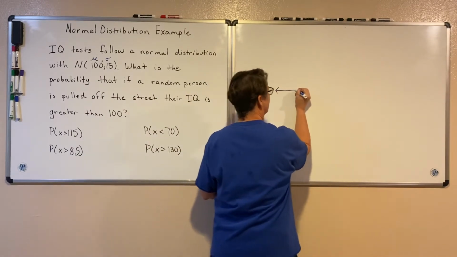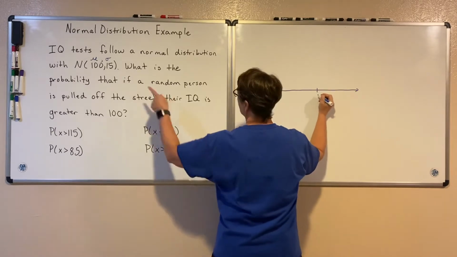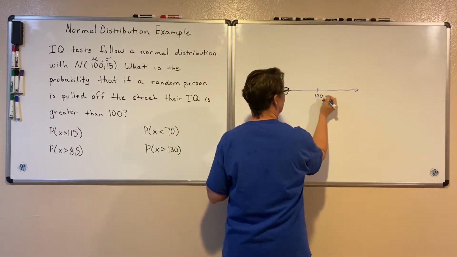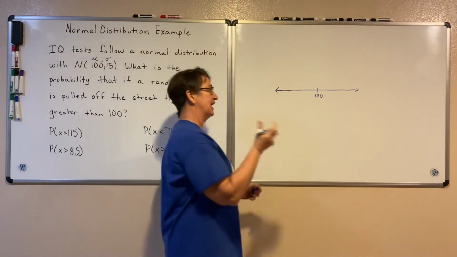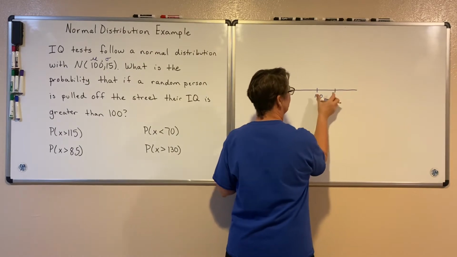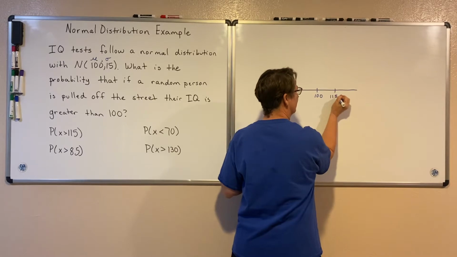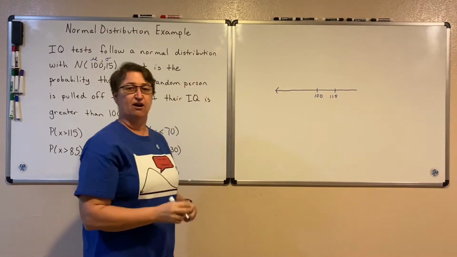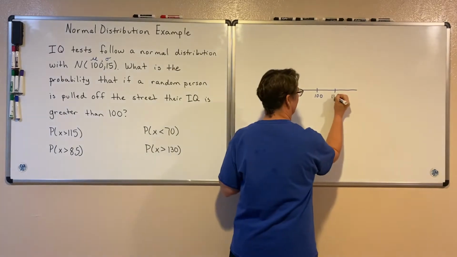So on my number line here, I'm going to put in the middle my mean. And then the standard deviation tells me the distance from the mean. I'm just going to count by that distance. So if I go up one standard deviation from the mean, I'm at 115. That 15 is the distance of the standard deviation. So that's one standard deviation above the mean.